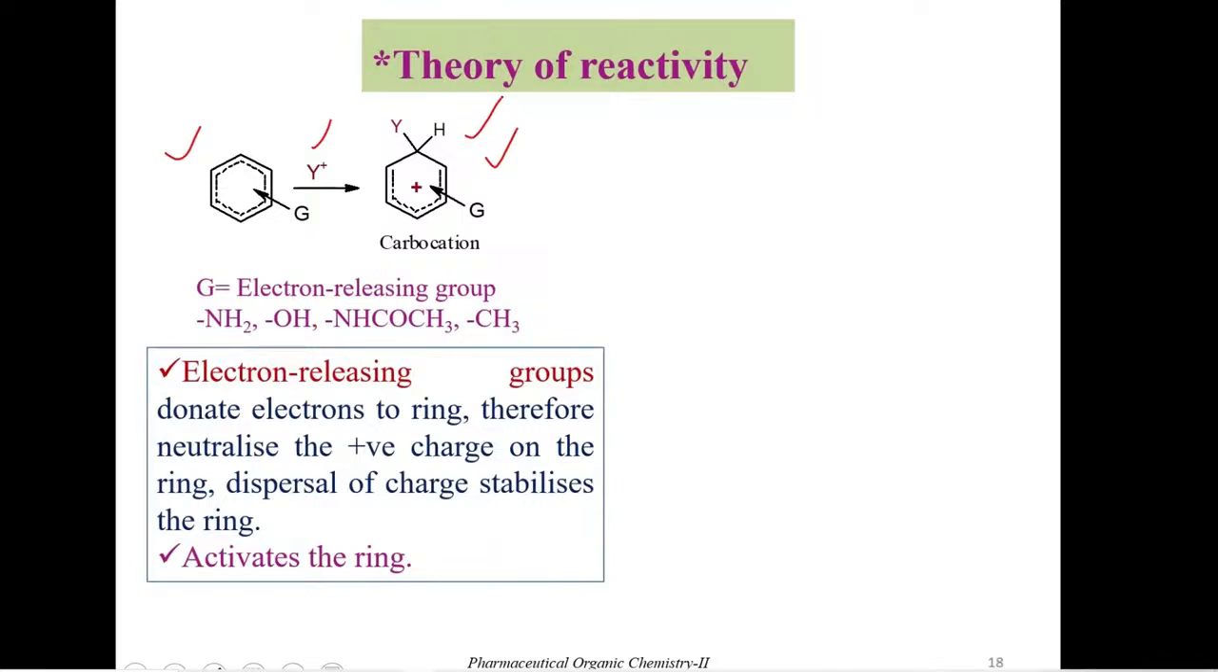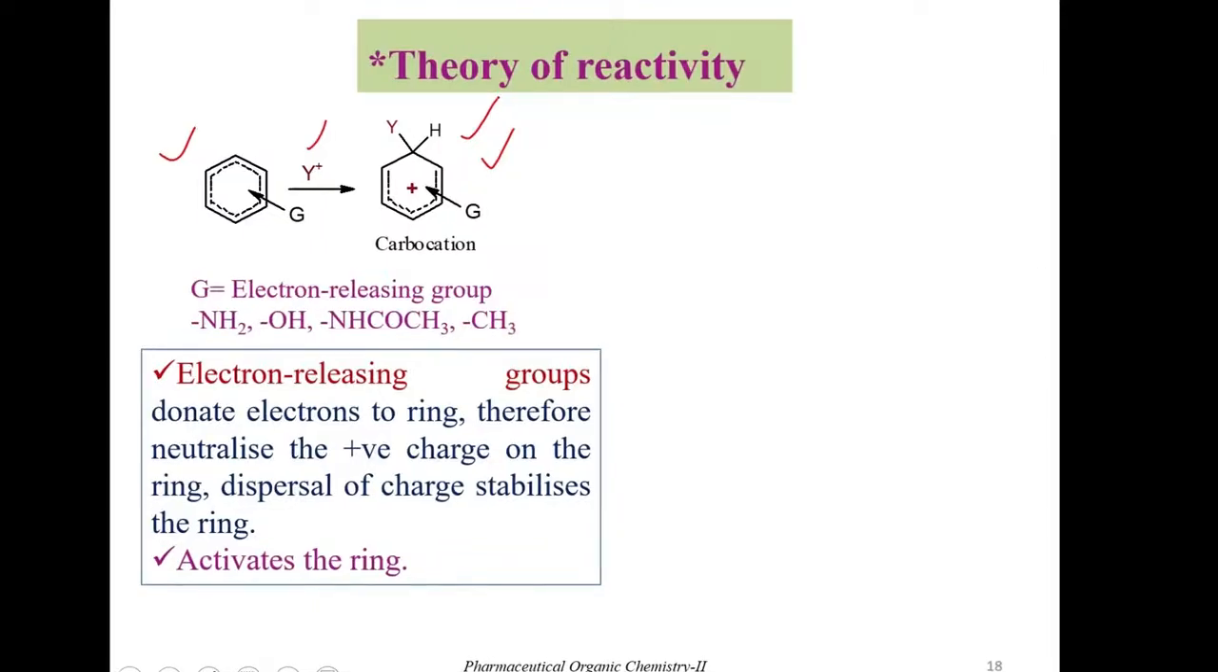That means whenever electron releasing groups like amino group, hydroxyl group or methyl groups are present on the aromatic ring system, in the resulting carbocation structure, there will be dispersal of the positive charge. That means the formed carbocation is highly stable. As the resulting carbocation is highly stable, the ring will be activated towards these aromatic electrophilic substitution reactions.